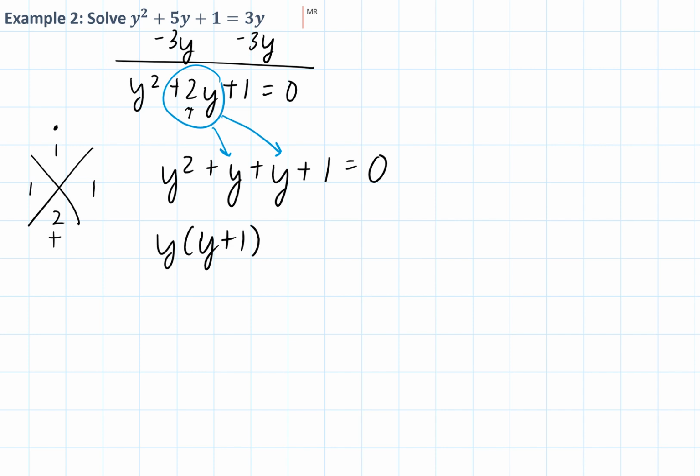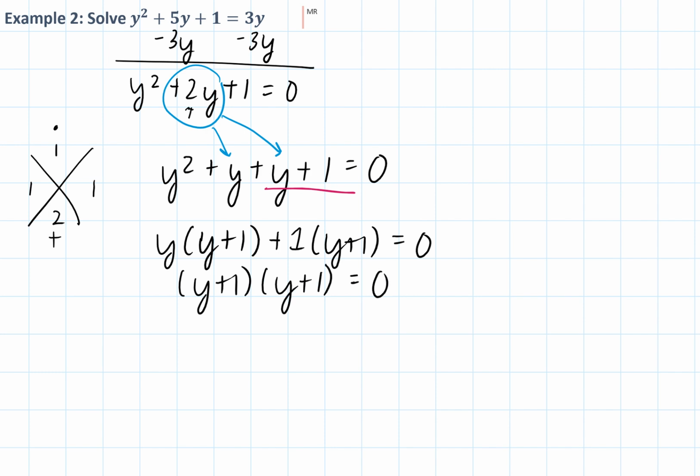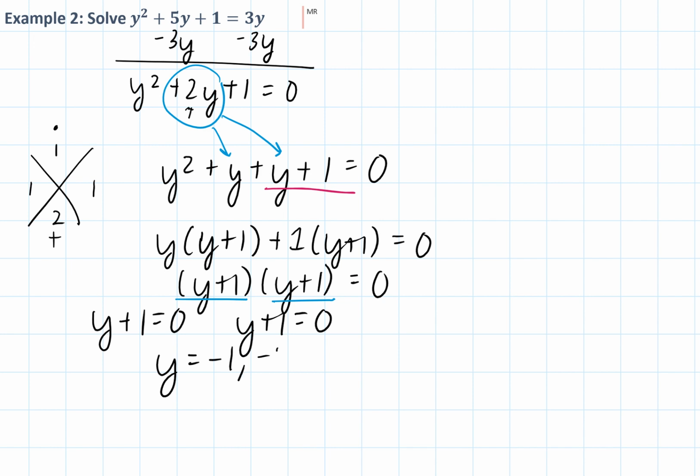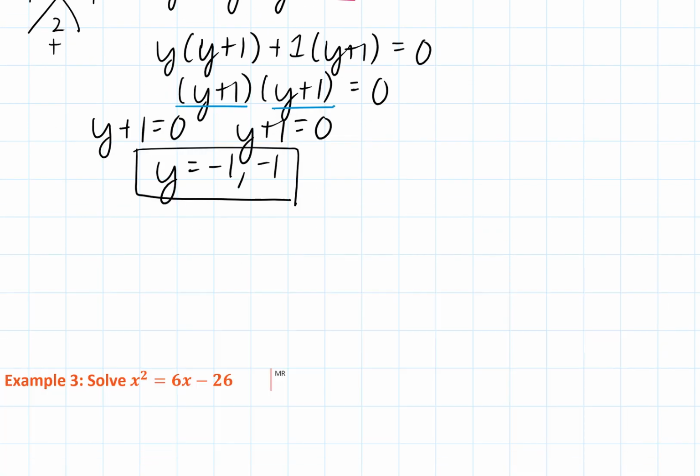Take out what's common to both pairs. There's nothing in common to this pair, so we'll take out nothing, or 1. So we have y plus 1 times the quantity y plus 1 is 0. If two things multiply to 0, one of them individually must be 0. And so we have the solution negative 1 or negative 1. We got the same solution twice. Okay, let's look at a third example.